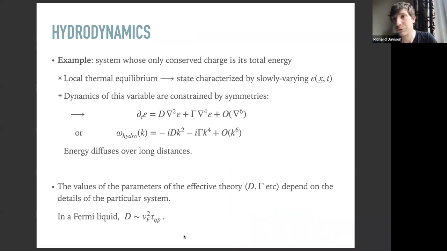Okay, so just to illustrate what I mean with an example, for anyone who's not familiar with this, you can think of a simple system whose only conserved charge is its total energy. Then if I think about small perturbations of that system, and I assume we're in local thermal equilibrium, that means I can characterize the state by a single function, which is a local energy density epsilon. And this epsilon is the hydrodynamic variable in this case, and I can assume that it varies slowly in space and time. Okay. So this is my hydrodynamic variable.